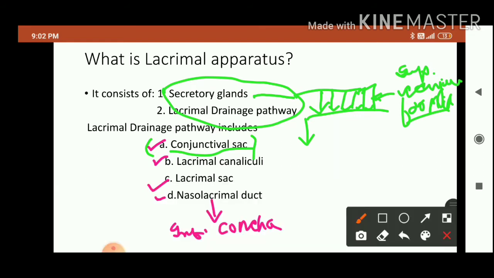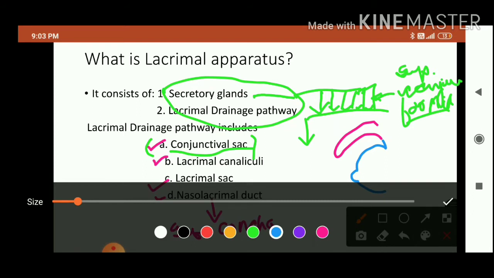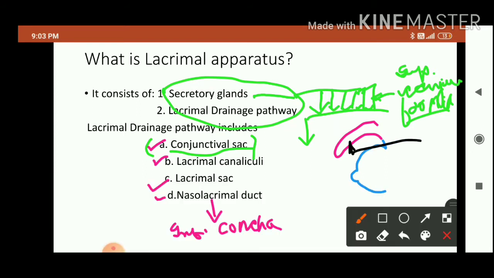Suppose this is the eyelid I am drawing. Yes, and with the blue color I am drawing the eyeball. Suppose this is the eyeball. So this is the palpebral conjunctiva and this is the bulbar conjunctiva, and there is a line between this palpebral and bulbar conjunctiva which denotes the reflection of this conjunctiva, and this line is known as conjunctival fornix. Yes, there are two conjunctival fornices, superior and inferior.